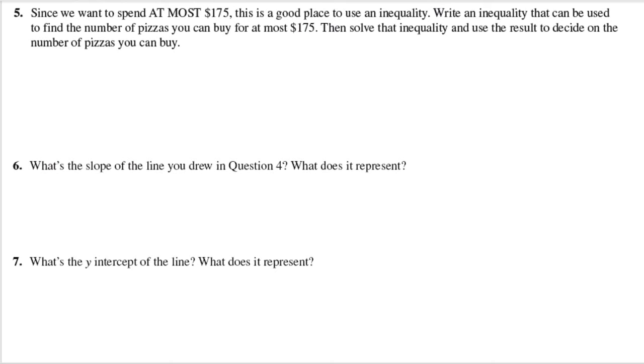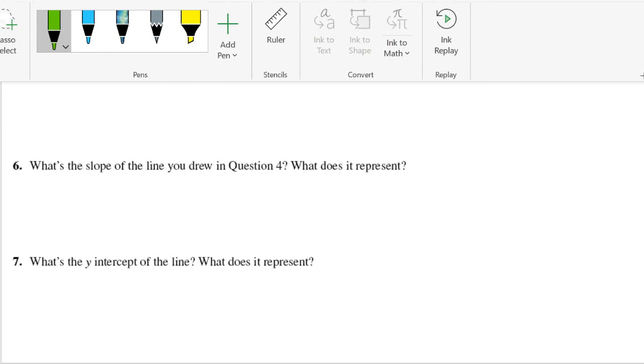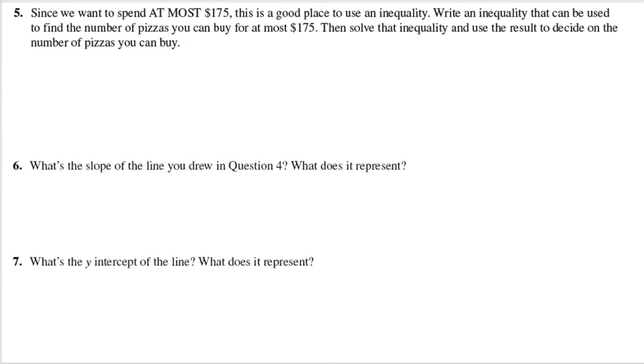Okay, question 5. Since we want to spend at most $175, this is a good place to use an inequality. Write an inequality that can be used to find the number of pizzas you can buy for at most $175. Then solve that inequality and use the result to decide on the number of pizzas you can buy. So if you remember back, we had the equation C equals 9p. We're going to use that equation to write our inequality.